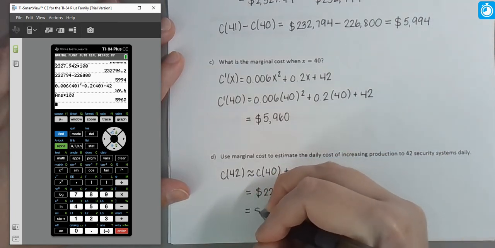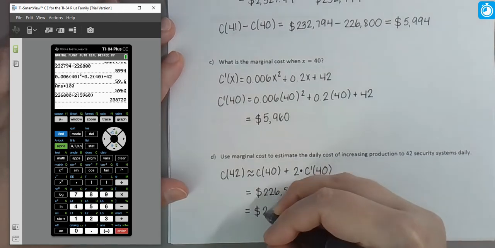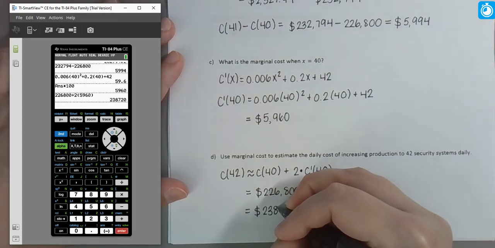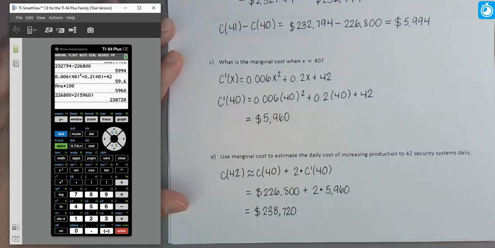So we can evaluate that. So 226,800 plus 2 times 5,960. And there we go. So that's going to be $238,720.